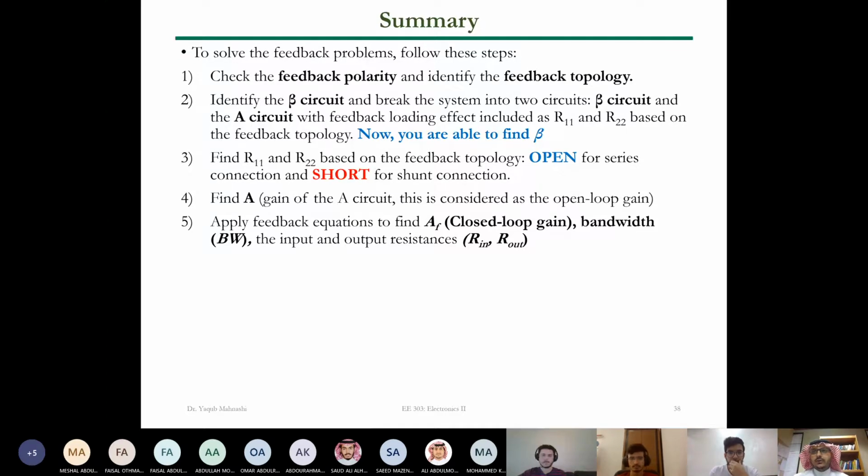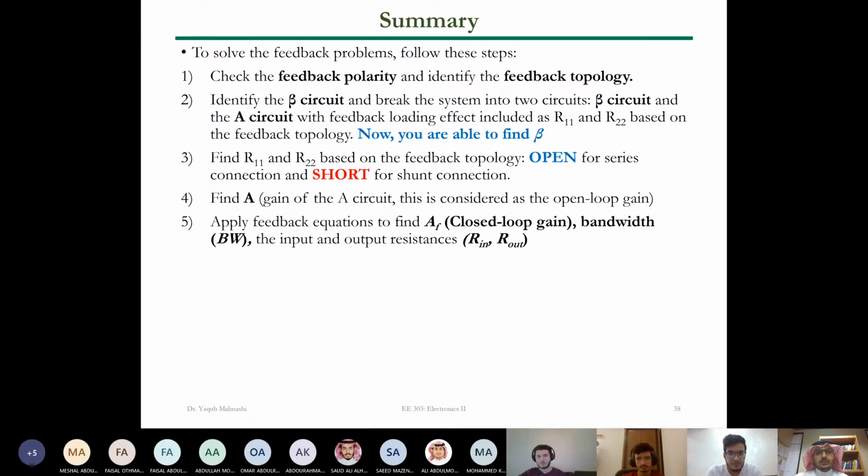So first you need to check and make sure this is a negative feedback, not a positive feedback. So we need to check the feedback polarity and we know how to do that. Basically we are looking for the feedback loop and we are checking the phase of the output voltage or the test voltage, let's say, which is delta V, going around the loop. And then if you are sure that this is a negative feedback, we need to identify the topology.